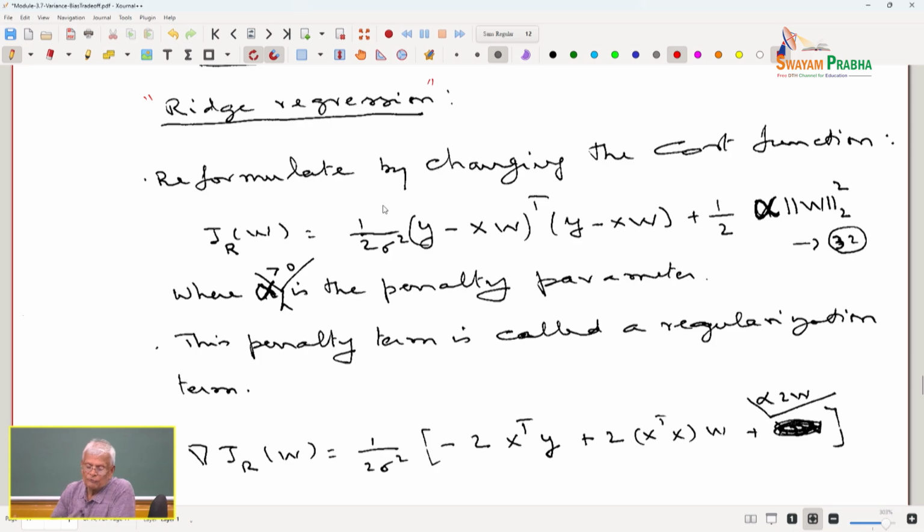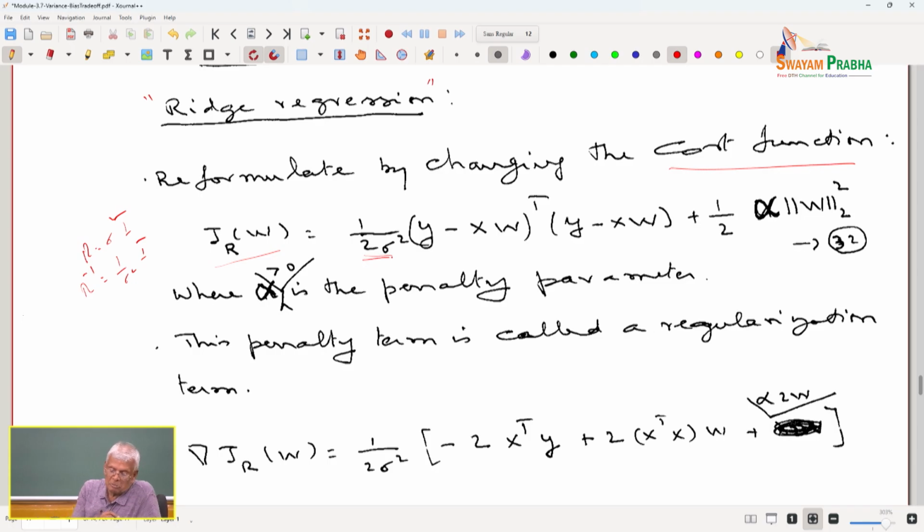So, I am going to reformulate the problem by changing the cost function. The ridge regression cost J_R(W) is 1 over, I am assuming R is equal to sigma square I. Therefore, R inverse is equal to 1 over sigma square I. Therefore, the 1 over 2 sigma square comes in.